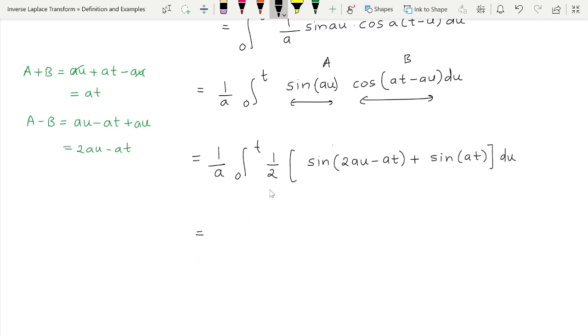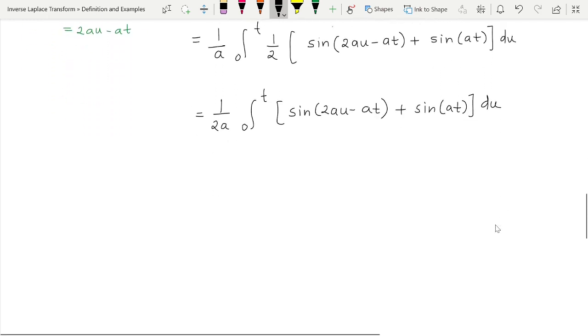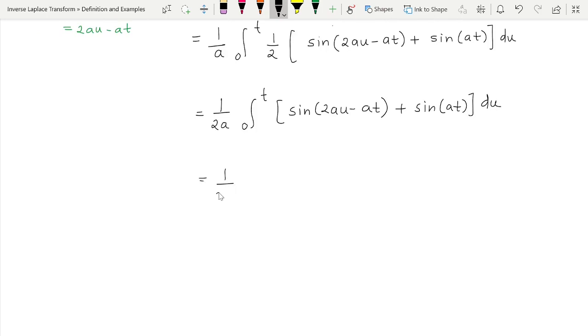So this will be equal to, now we can take this half outside, so this will be 1 upon 2a integration 0 to t inside sine of 2au minus at plus sine at, and this will be du, which is further equal to 1 upon 2a. Now what is integration of sine? Integration of sine is minus cos, right? So it will be minus cos of 2au minus at.